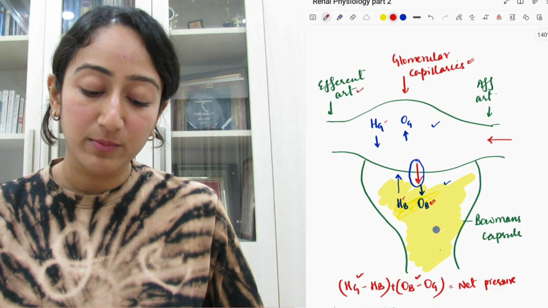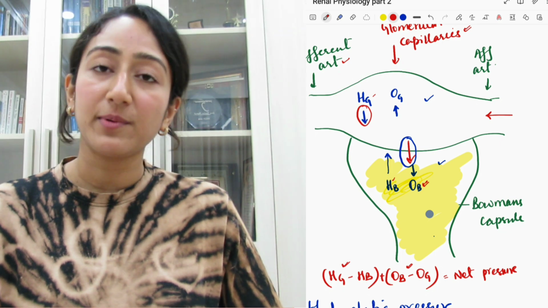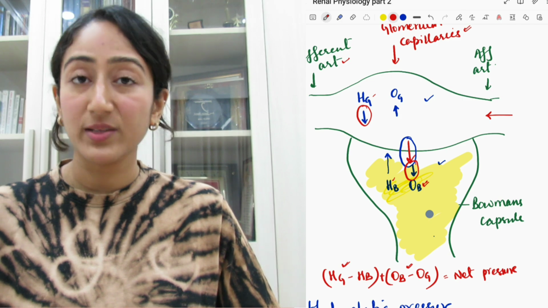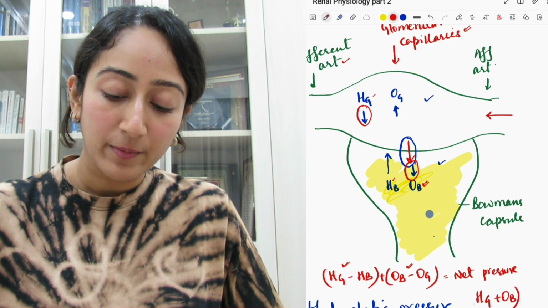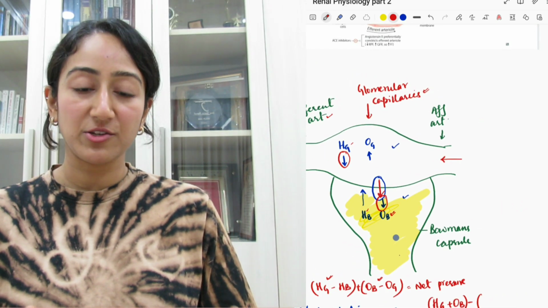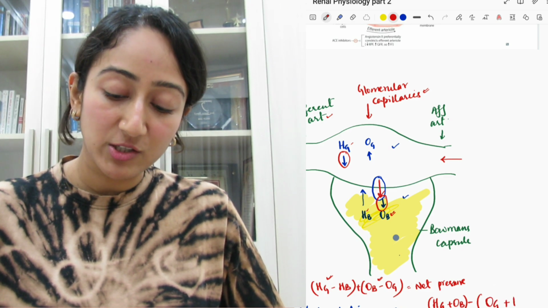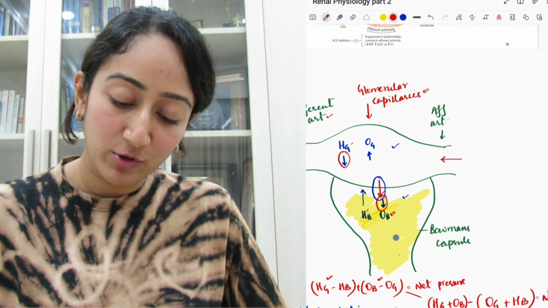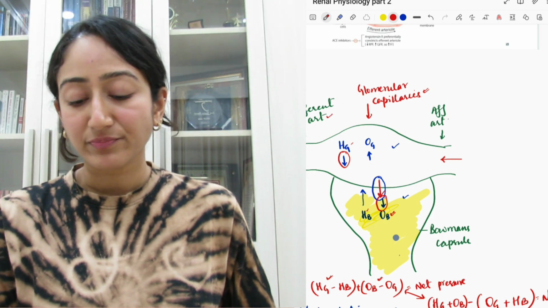So we can write it in one more way. If we just add all the forces in one direction, like hydrostatic pressure of the glomerulus is also inward, and osmotic pressure of Bowman's capsule is also inward. So we can also say that Hg plus Ob, and we can just subtract from this all the pressure in the opposite direction, that is osmotic pressure of the glomerulus plus your hydrostatic pressure of the Bowman's capsule, right? This will also be the same thing. If you compare these two, they will come out to be the same.